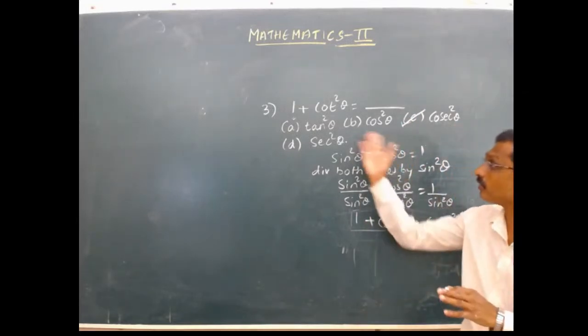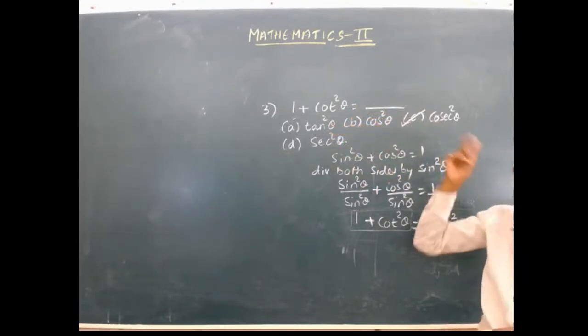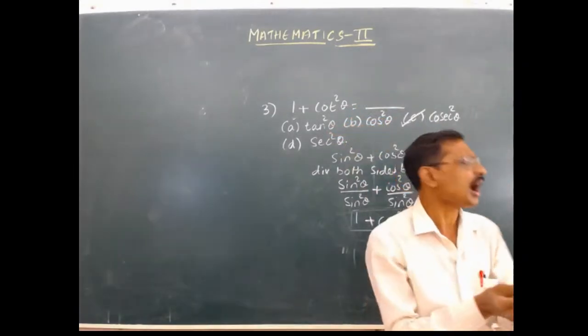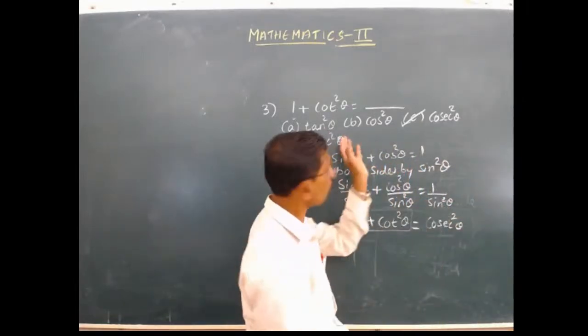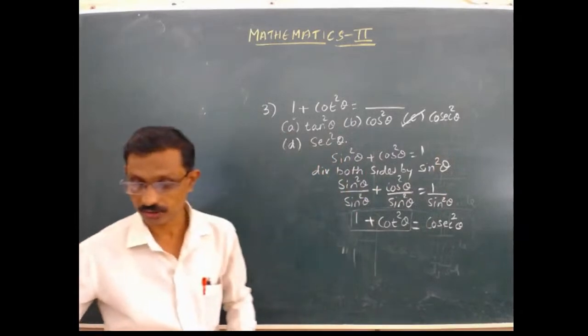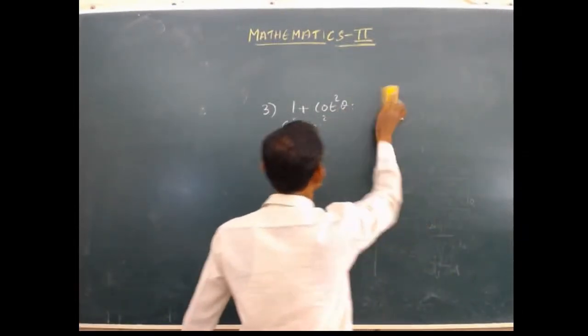See, directly we will not solve like if it is cot, let us go for tan or let us go for sec. We will solve and see how many steps it took. Hardly 2 or 3 steps. So let's move on to the fourth question. Let's see what the fourth question says.